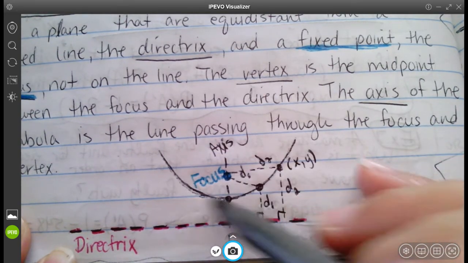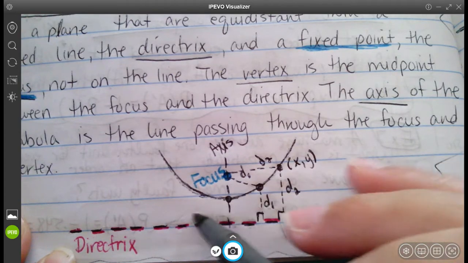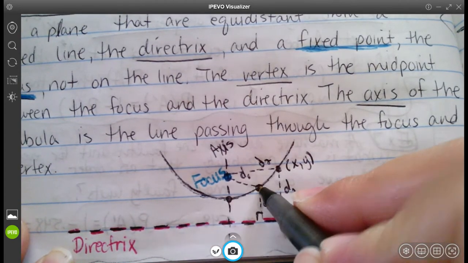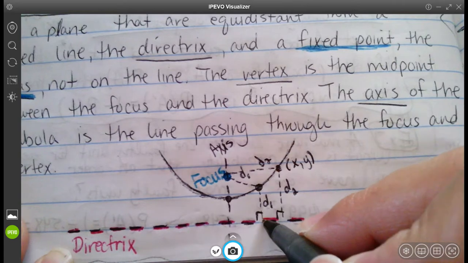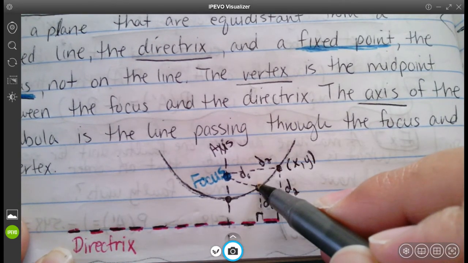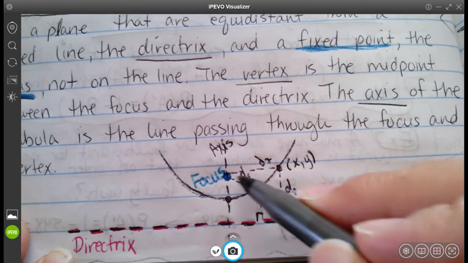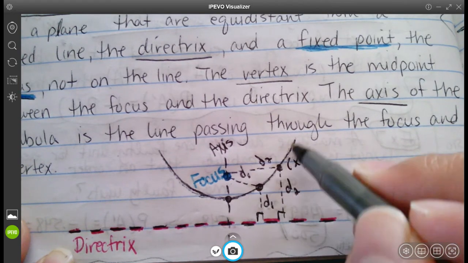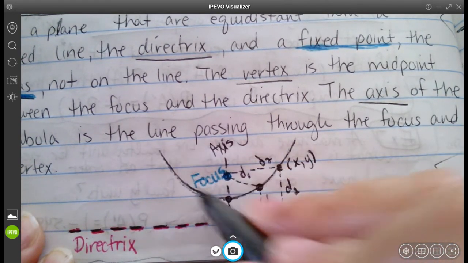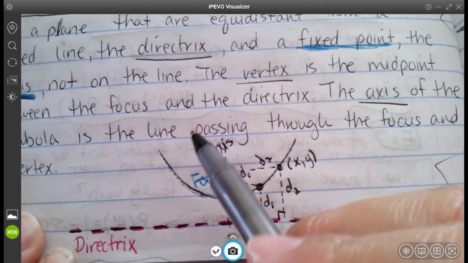And what happens is, no matter what point I pick on this parabola, the distance from this point to my directrix will always be the same as the distance from my point to the focus. So you have these equidistant points, and every single point on this parabola has that relationship.